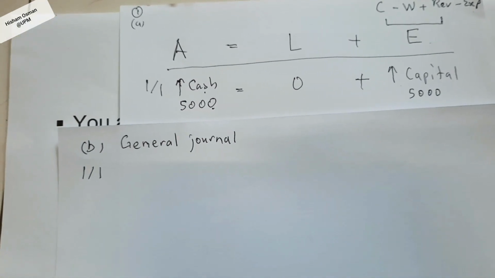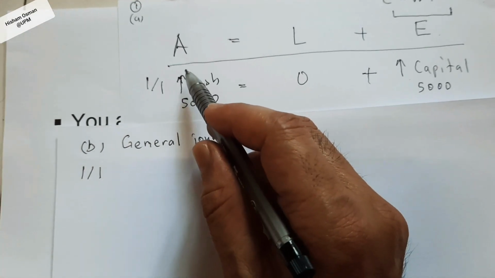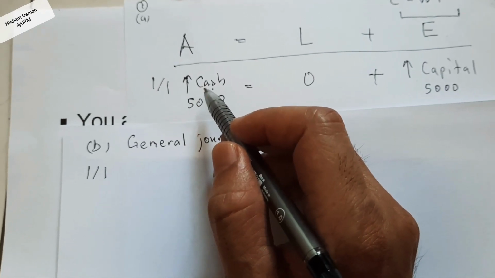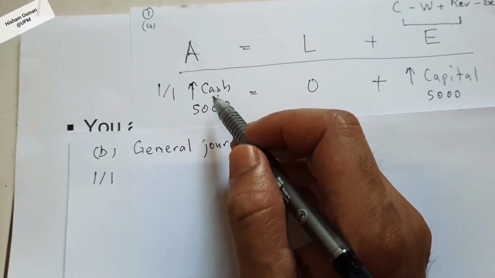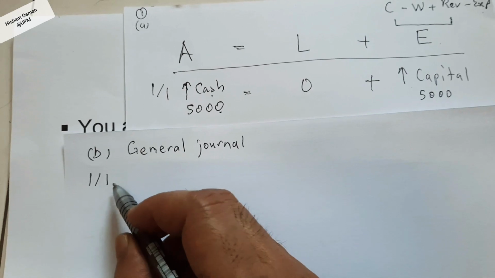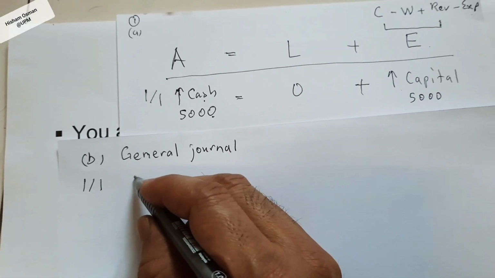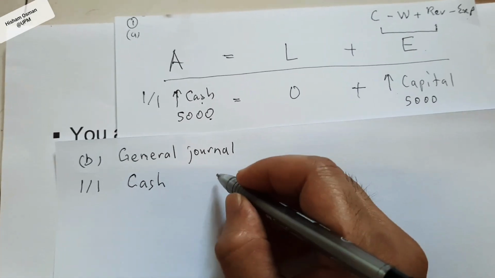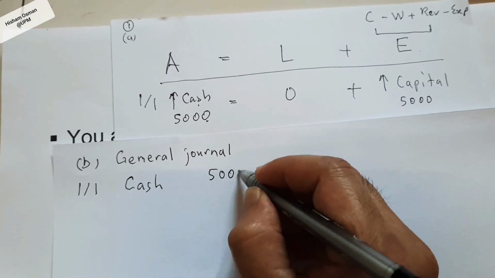Okay, remember the format and remember the rule of debit and credit. Now, when there is an increase in asset, you have to debit the account. The account is account cash. So you have to write the date for the general journal, and then you have to show the debit entry. The debit entry is debit account cash. The amount related to this transaction is 5,000.